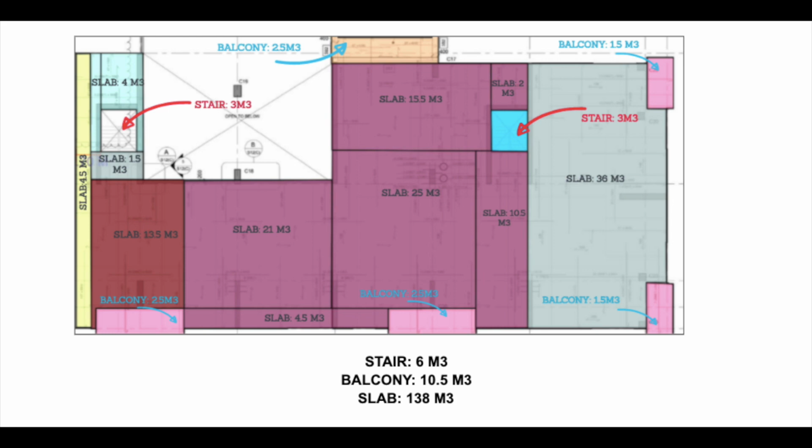Using PLANSWIFT, I'll get the areas for the balconies and the slab areas, and then multiply those areas by the thickness of those components. For the stairs, I like to use a stair concrete estimation tool that I have, which uses the amount of steps, the dimensions for the run and riser, the width of the stair, and then I'll just do basic calculations for the landing, and that way I'll be able to get a volume for the stairs. Again, this is just a rough estimate.